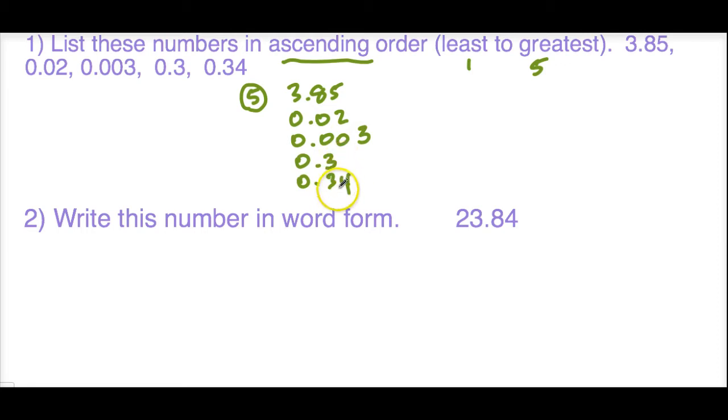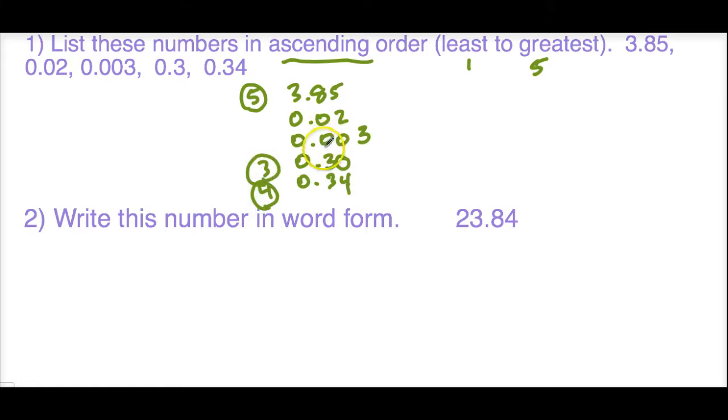Now going down from there, I know that 34 hundredths is larger than this one because it has 34 and this one's only got 30. We can put a place value holder there. This is like 34 cents and this is 30 cents essentially. So I know that this one's going to be the fourth largest. This will be the third.